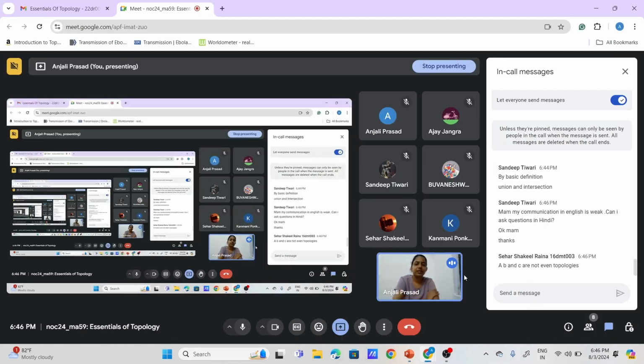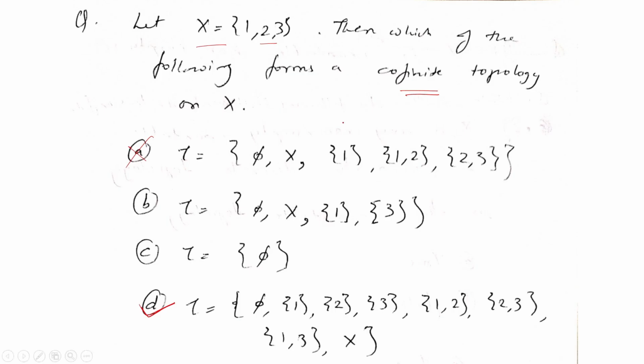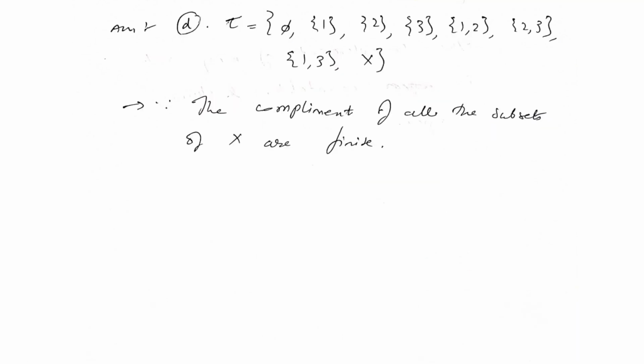So yeah, why did we discard options A, B, and C? Because they are not even forming topologies, right? Here you can see the intersection, that is singleton 2, does not belong to this. Then here its union does not belong to this. So this does not form a topology. This also does not form a topology. So the correct option is D. Okay, so I hope it is clear to everyone. Let's move to the next question, shall we?